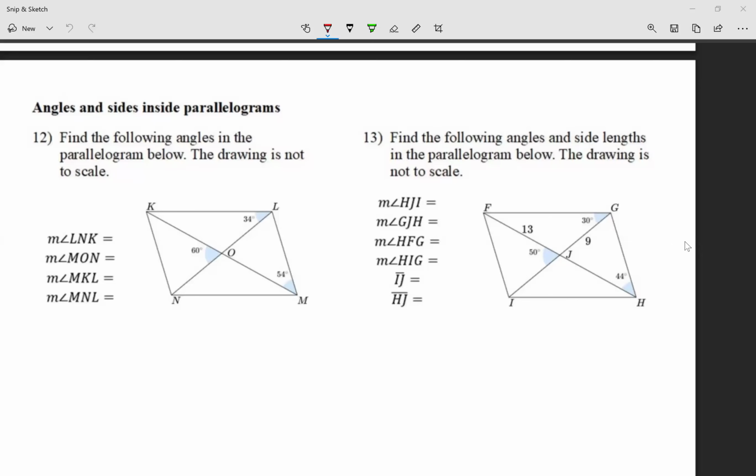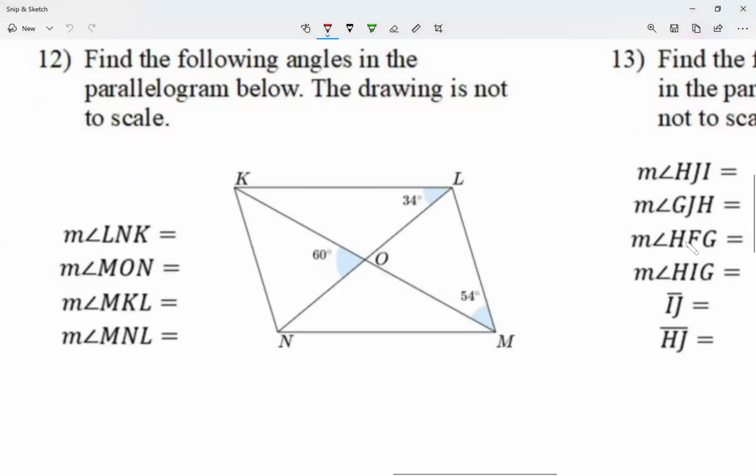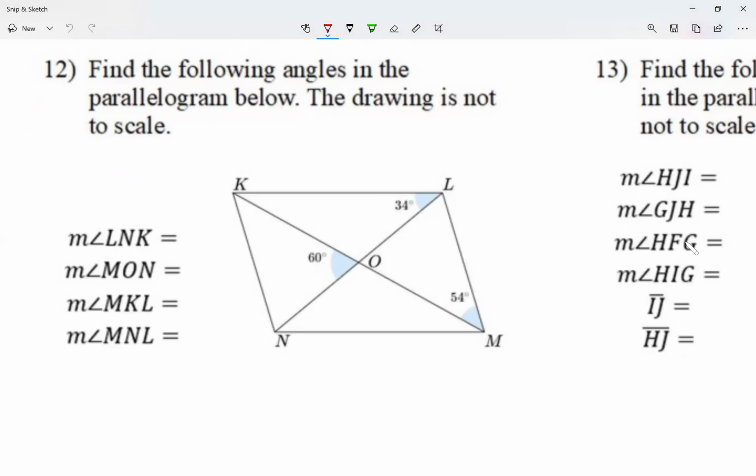All right, so for today, I'm going to be working questions 12 through 15. We're going to be looking at the measurement of sides and angles inside a parallelogram. We talked about angles before, we talked about this last week, but let me take a look at the angles in the center.